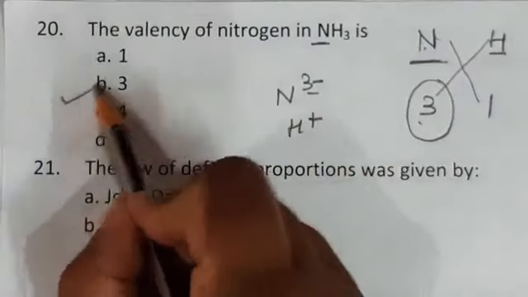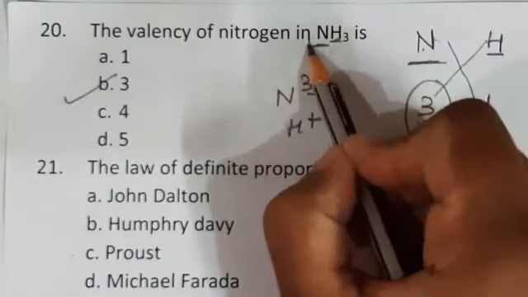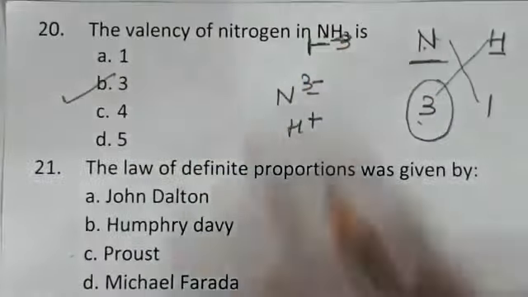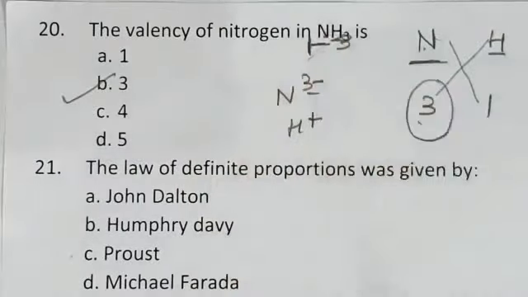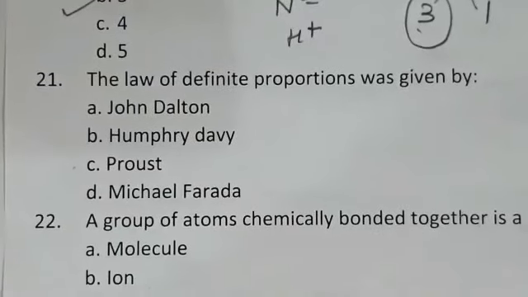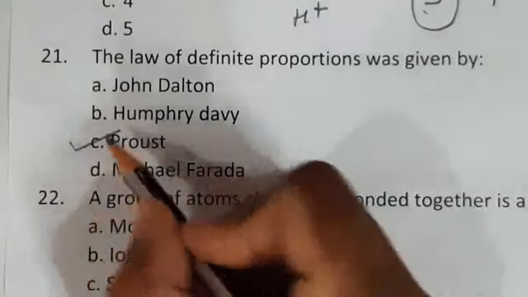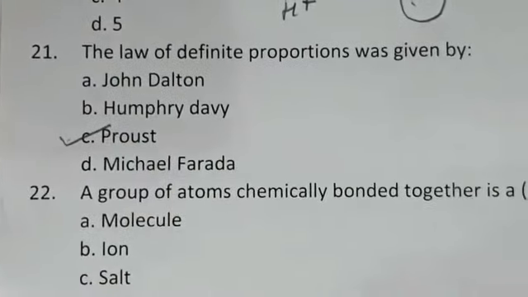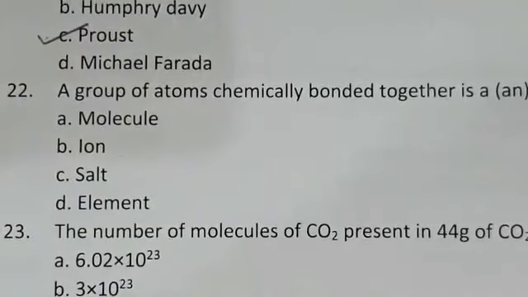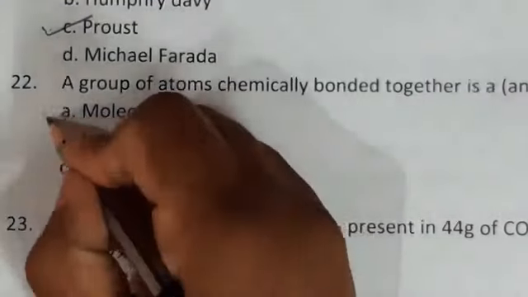So, cross multiply. When you cross multiply, you get your answer as NH3. So, what is the valency of nitrogen? It is 3. Or you can use another method also. For hydrogen, valency is 1 and for nitrogen, valency is 3. Just see the cross multiplication. Okay. 21st, the law of definite proportion was given by. It was given by Proust.